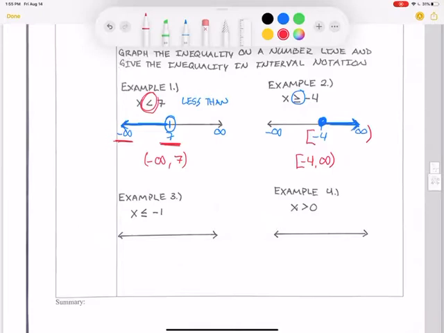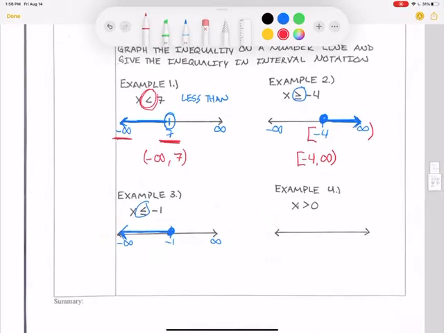In example 3, x is less than or equal to negative 1. So if I set up my number line, I'm going to go less than negative 1, which is towards the left. And I'm going to include negative 1 because we have the or equal to symbol. To set up my interval notation, I start at negative infinity, which gets a parenthesis, and I end at negative 1, which gets a bracket. So that's going to be my interval.